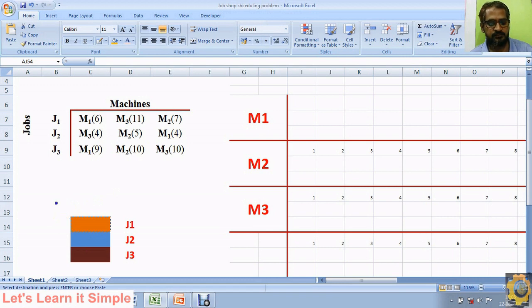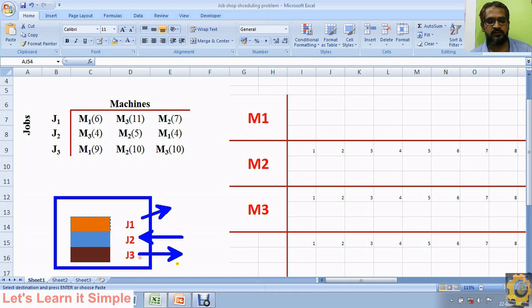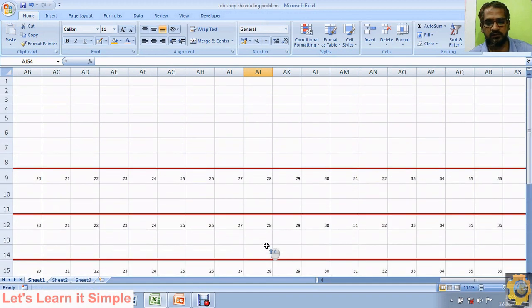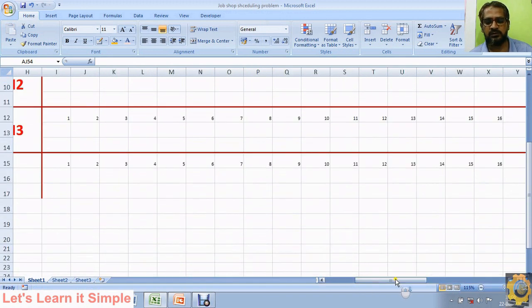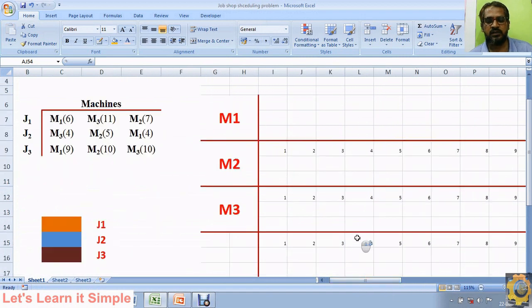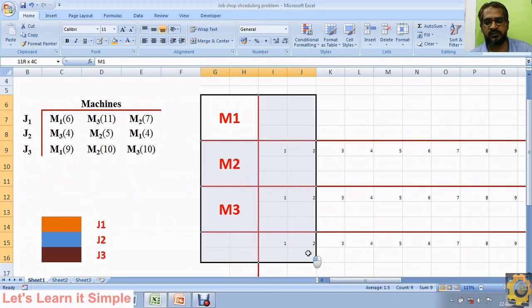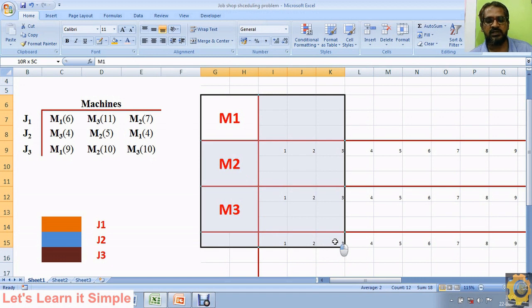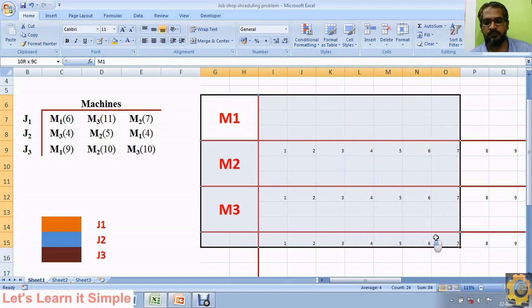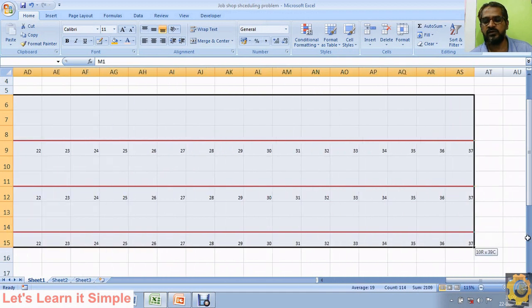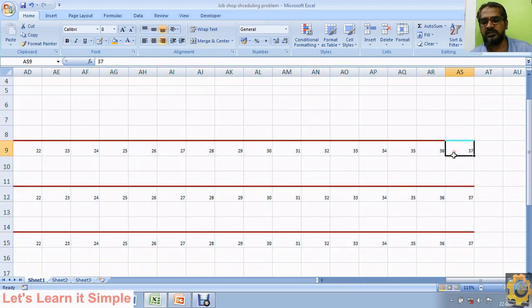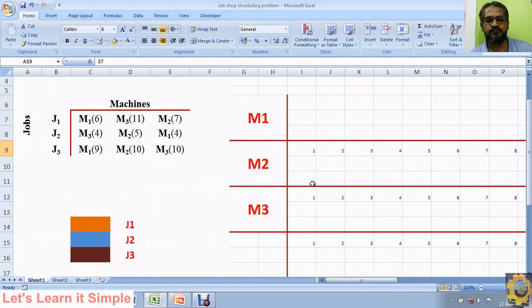For the Gantt chart, I've selected 3 colors for job 1, job 2 and job 3, so 3 different representations for jobs 1, 2 and 3. This is my representation for a Gantt chart. There are 3 machines, therefore M1, M2, M3, and the x-axis shows the time units. For the 3 jobs, I have opened 37 time units of axis. Okay, right. Now let us go to the problem.